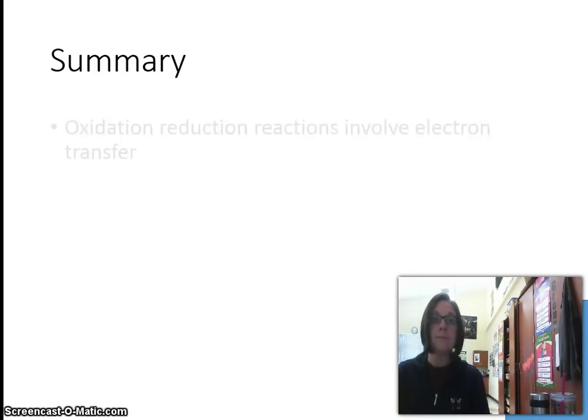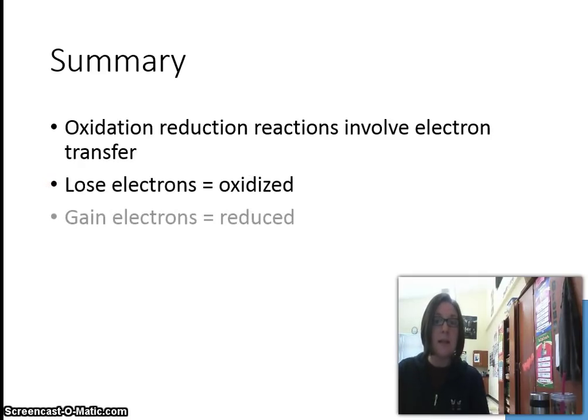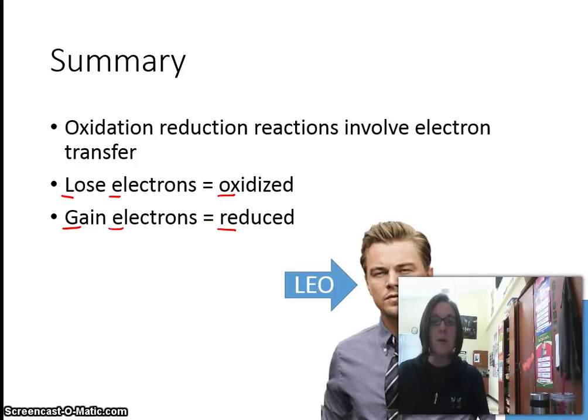So, in summary, an oxidation reduction reaction involves electron transfer. The thing that loses electrons is oxidized, and the thing that gains electrons is reduced. There's a couple of mnemonic devices out there. My favorite is the one that takes these 3 letters, L-E-O, and these 3 letters, G-E-R, and says Leo-Ger. And usually there's a picture that goes with it. Leo is a lion, but Leo is also Leo DiCaprio, and so I'm going to say this picture is Leo, and he says Ger, so that you can remember lose electrons oxidized, gain electrons reduced.